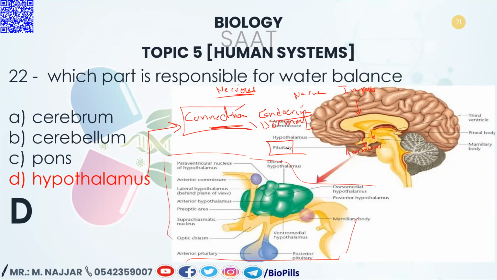Of course, we know that the pituitary gland is the maestro, because it is controlling all of the rest of the glands that will secrete hormones that are controlling all of the rest of the body.